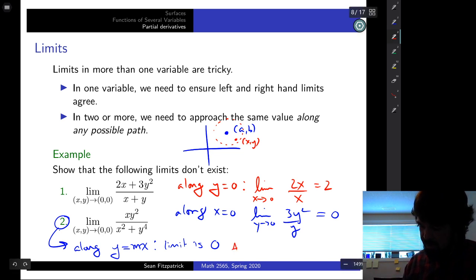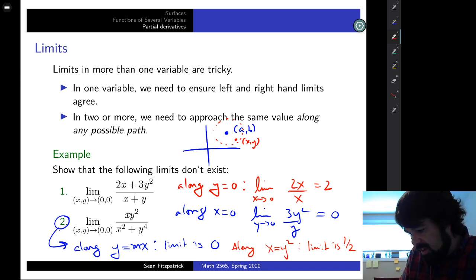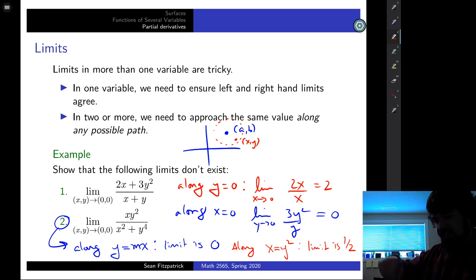But if you go along this curve, if we go along x is equal to y squared, you get a limit of 1/2. Super weird, right? You can plot this one to try to see what's going on. It's really strange. There's this little ridge that tracks x equals y squared, a ridge at height 1/2 along there. And everywhere else it goes to 0. So there's a weird discontinuity going on there. Strange stuff can happen when you're doing limits in several variables.